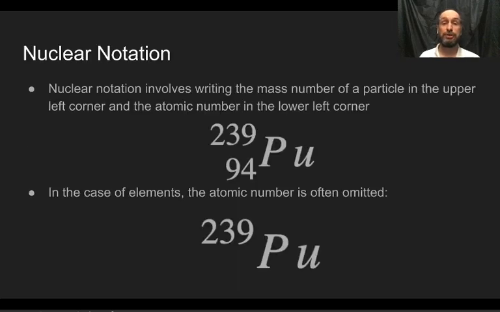First off, nuclear notation. This is just the standard form of writing an element symbol, but by writing the mass number on top here, we're going to be able to keep track of what isotope we're talking about. Because the atomic number is implied by the symbol, it's often omitted. So often you'll see something like this, 239 plutonium or plutonium-239.